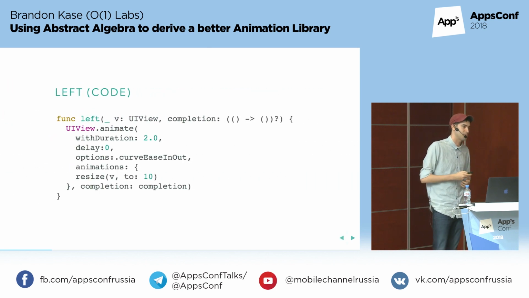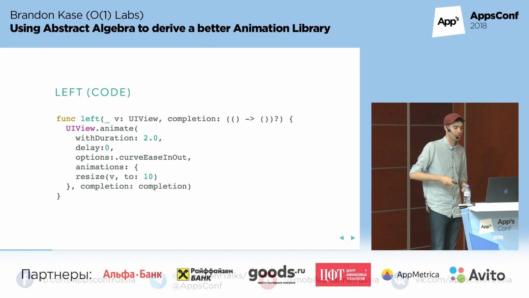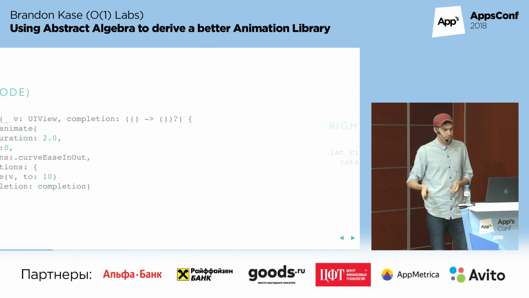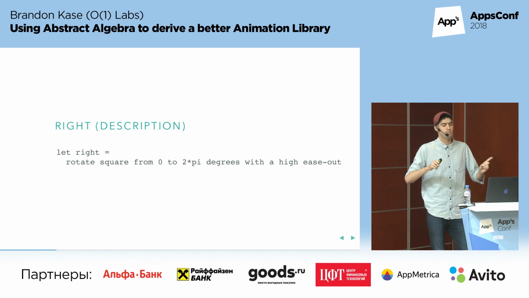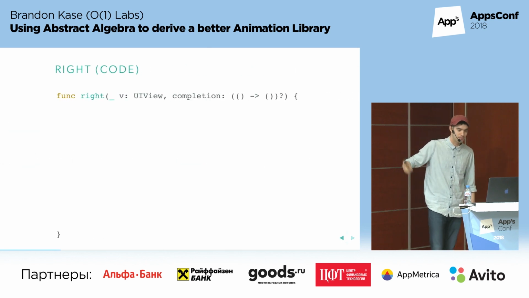Maybe we also want to pass a completion handler through so that we can chain something on the end of this. So that's the left. The right, we want to rotate a square from 0 to 2 pi degrees with a high ease out curve, maybe with custom control points, okay? So we have this boilerplate we already figured out.